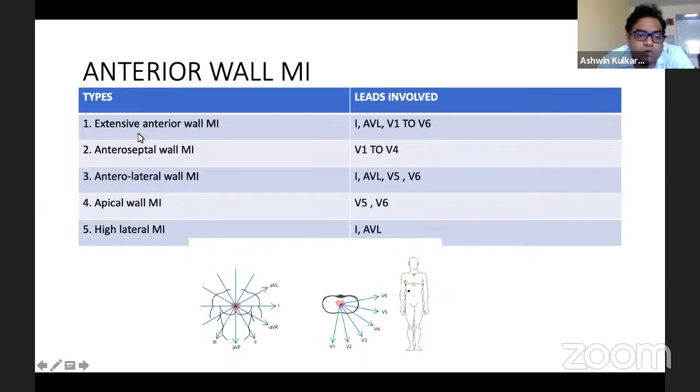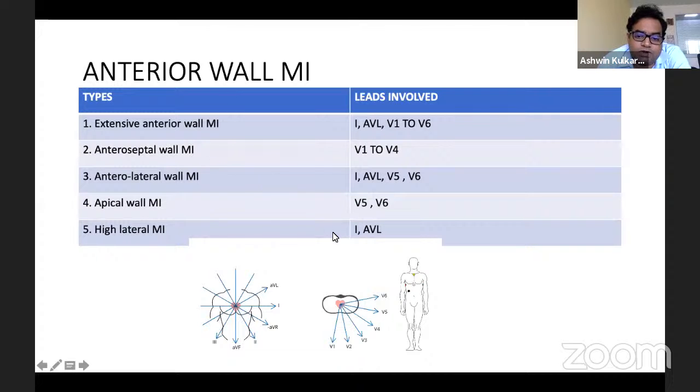So first and the most extensive is the extensive anterior wall myocardial infarction. As the name shows, it is extensive. It involves the whole left ventricle, as evidenced by V1 to V6. In all six leads there will be ST segment elevation, and also elevation in lead 1 and lead AVL. So in 1, AVL, V1 to V6, there is ST segment elevation.